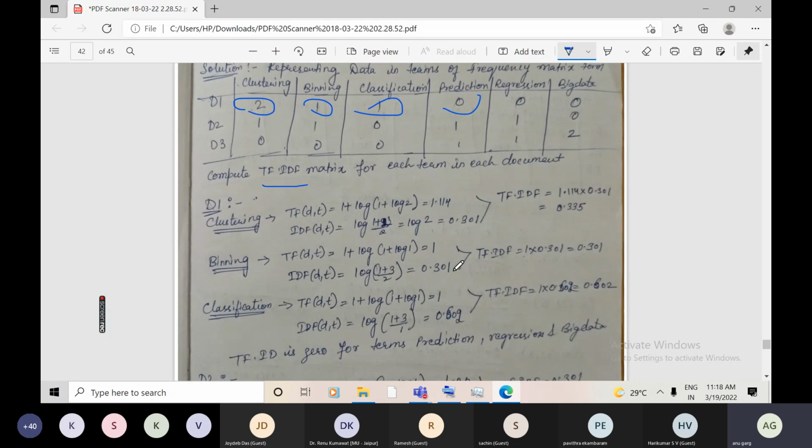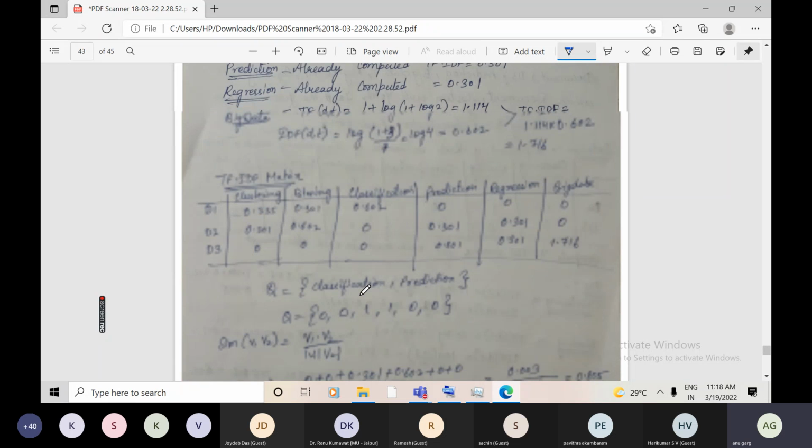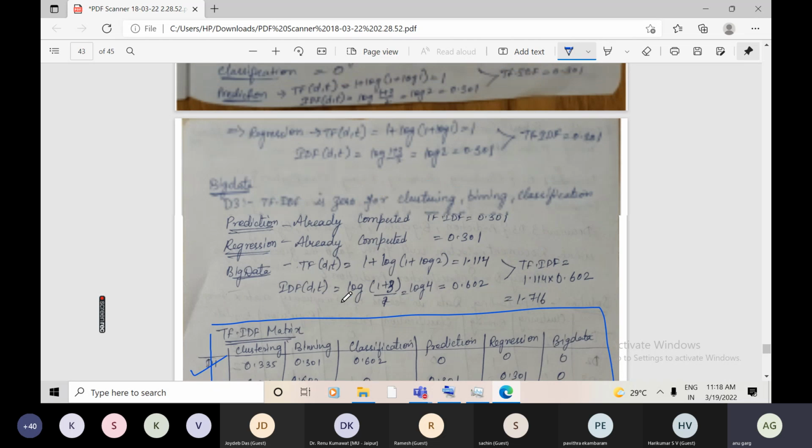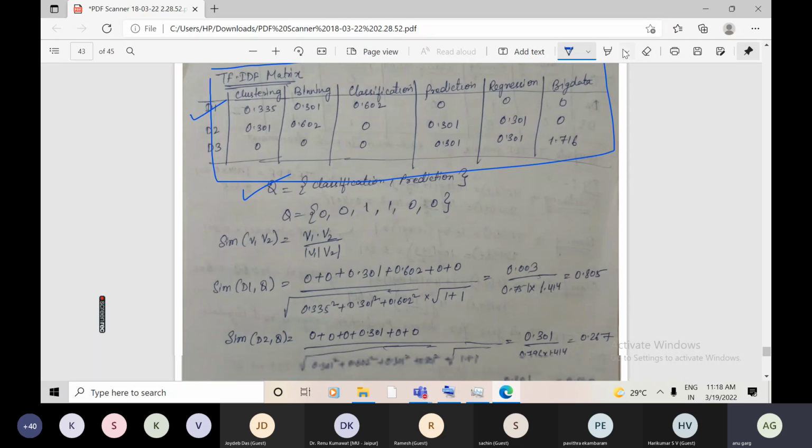I'm not going to explain that. For each document, for each term, find out the TF-IDF value, D1, D2, and then write down your TF-IDF matrix. Now you have to find the similarity between your query and your D1. In your query, they have given only two terms, classification and prediction. In order to do the calculation, the number of terms should be equal, right? Here, you just fill with zeros.